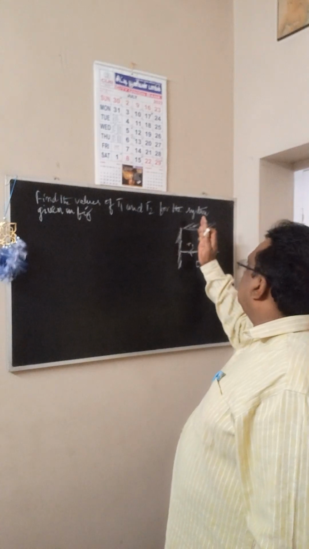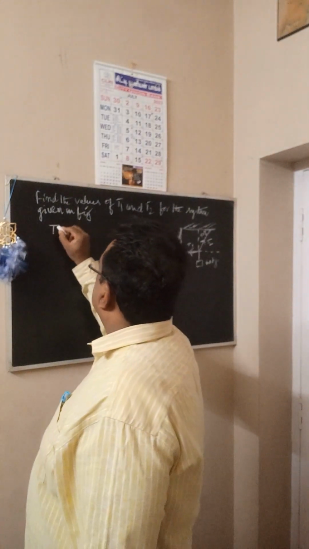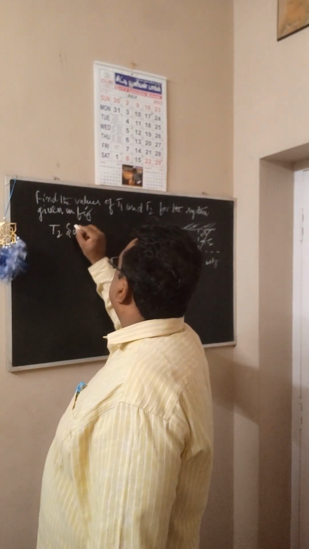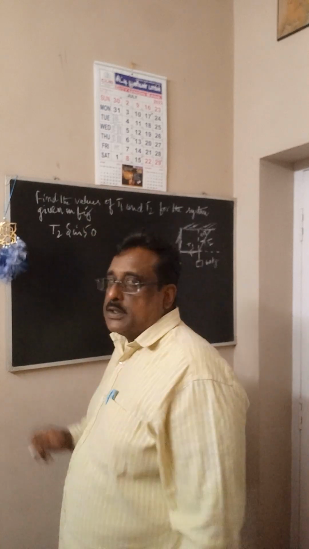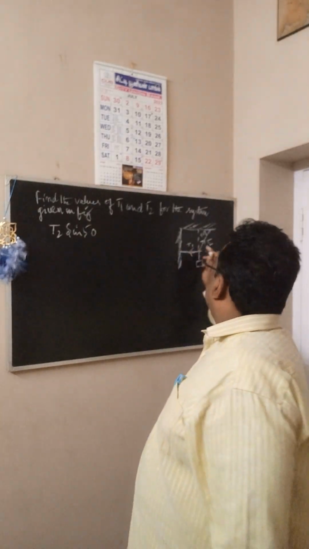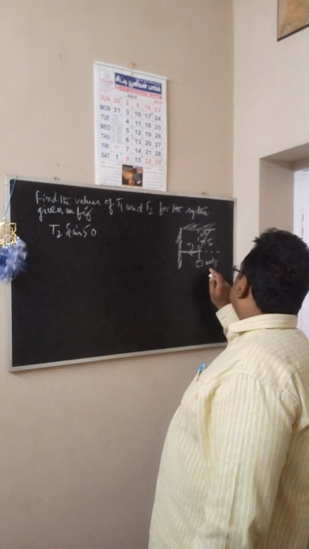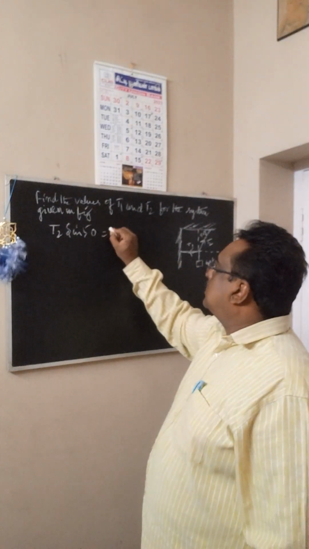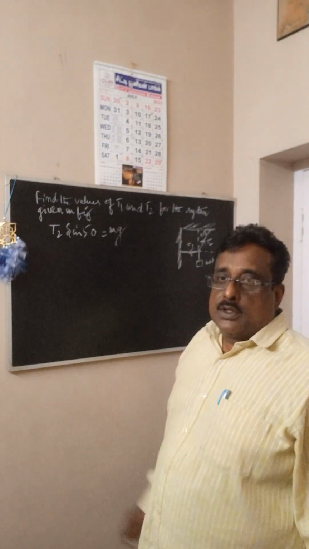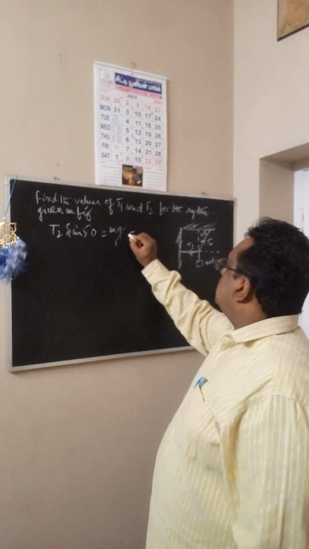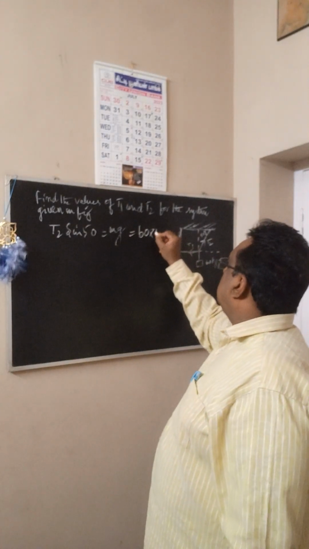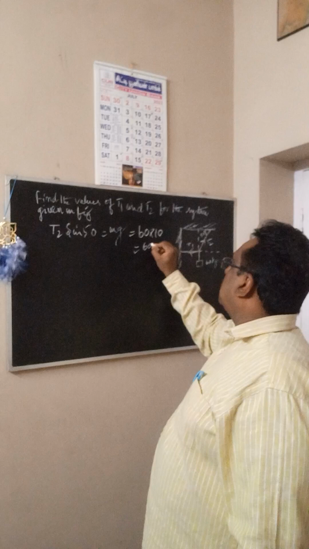Resolving it along the y-axis, T2 sin 50 is equal to mg. This is the weight. So I can say mg is 60 into 10, which is equal to 600 Newton.